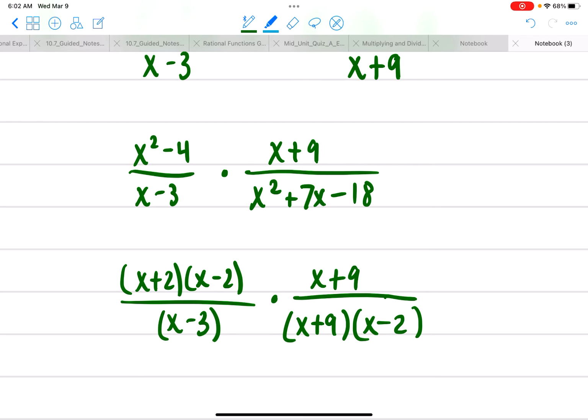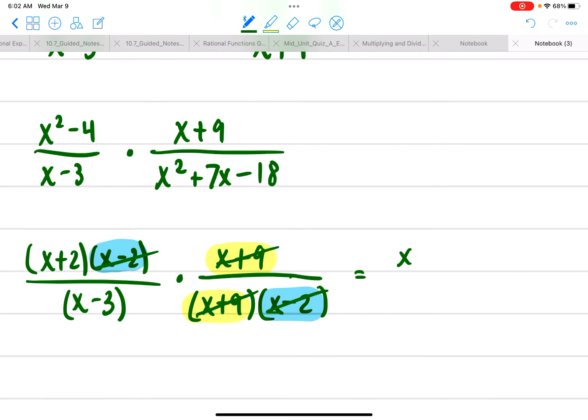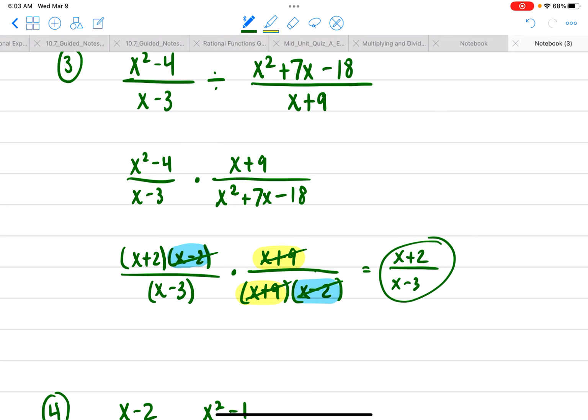So we're just looking for things that are the same on the top and bottom here, which would be all of those. So those are all going to cancel out. And we're going to be left with our final answer here, x plus 2 over x minus 3. That's it. That's what you would put for that one. Okay, let's look at another one.